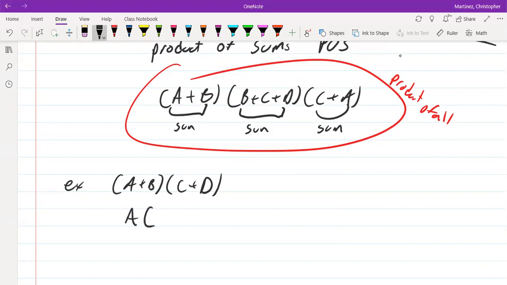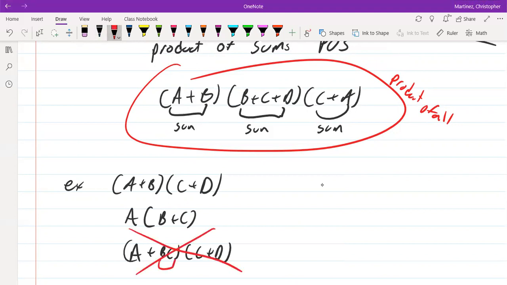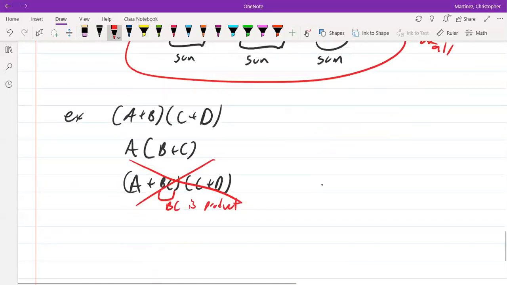Maybe it's just A times B plus C. That's also a product of sums. So it's A by itself is one sum. Something like what we had in the previous example, A plus BC, C plus D. This is not a product of sums because BC is a product. So you only can have pluses in product of sums.